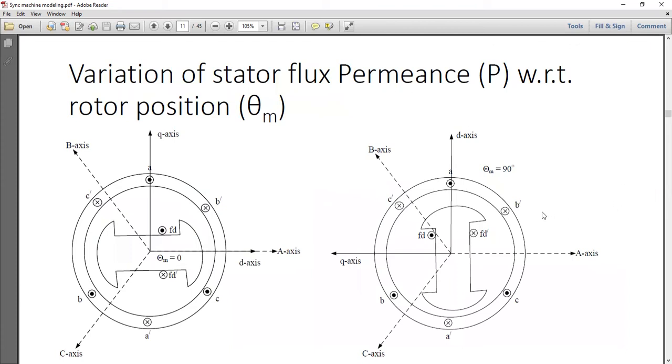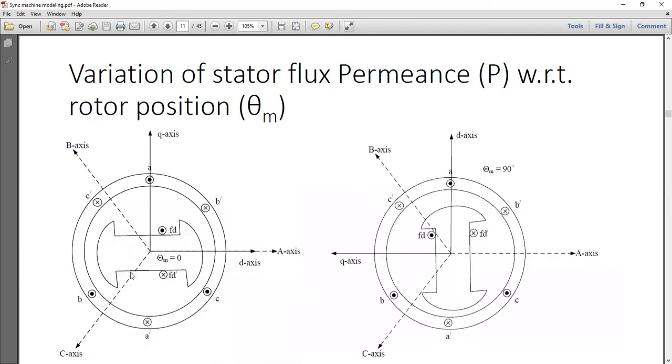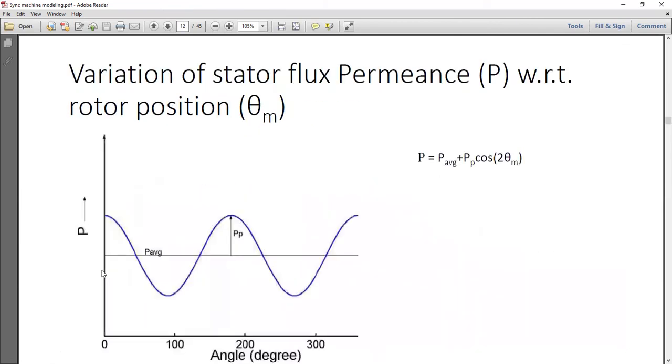Then we ended the class with the discussion of the stator flux permeance. We found that it varies in a sinusoidal fashion, where the maximum value of the stator flux permeance occurs at theta equals 0 degrees, and it again reaches the maximum at 180 degrees, with the minimum at 90 degrees and 270 degrees in one complete rotation.